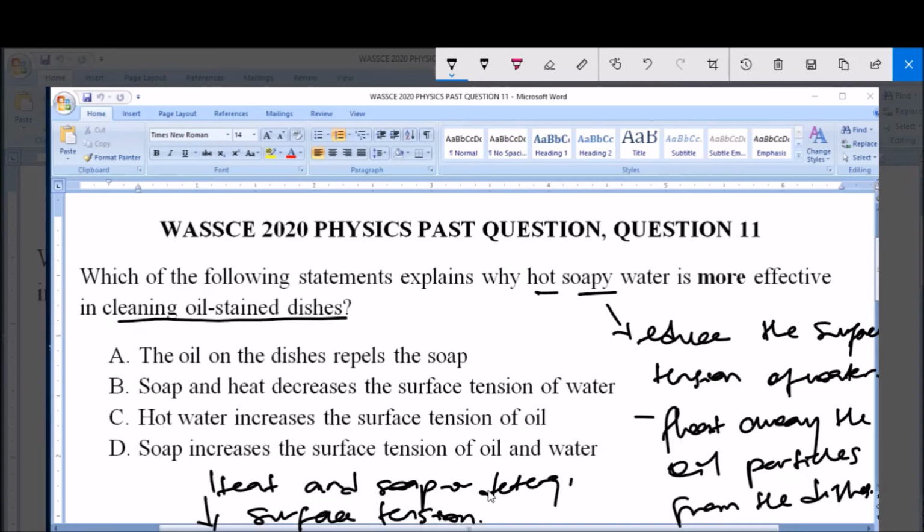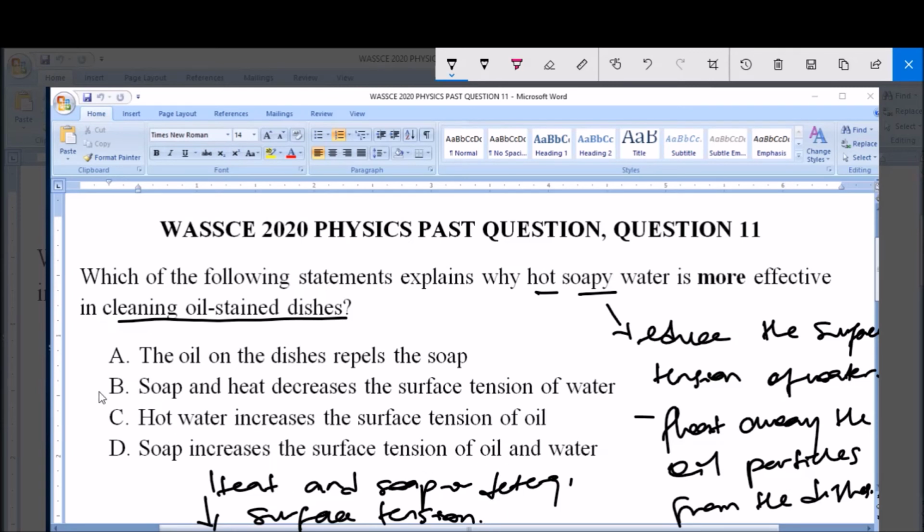Like I said, it will reduce the surface tension of this water, making the water able to wet the dishes. Now when this water wets the dishes, it will have the ability to float away the oil particles on these dishes. And like you know, surface tension is the force acting on the surface of water, making it behave like a stretched elastic skin. So when this surface tension is reduced by the heat or the soap, that is the hot soapy water, it enables it to float away these oil particles from the dishes, thereby cleaning our dishes.